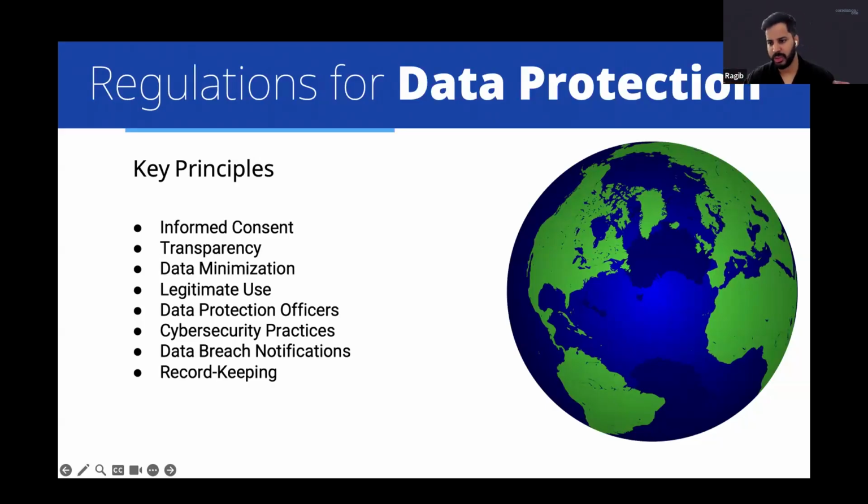Informed consent basically means you can't just sneak around collecting people's data. You've got to be upfront about what you're doing. With all those disclosures and agreements, you've got to make sure that you ask people before taking the data. Then we have transparency, which goes hand in hand with consent, so no fine print tricks.